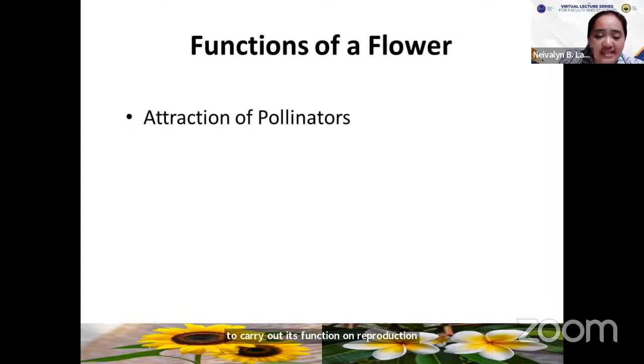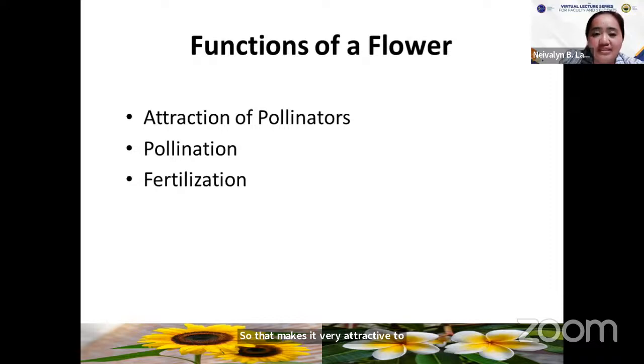One of the functions of a flower is the attraction of pollinators, like for example bees, and what else? Butterflies. Why is the flower attractive? Because of its various colors. So that makes it very attractive to pollinators.